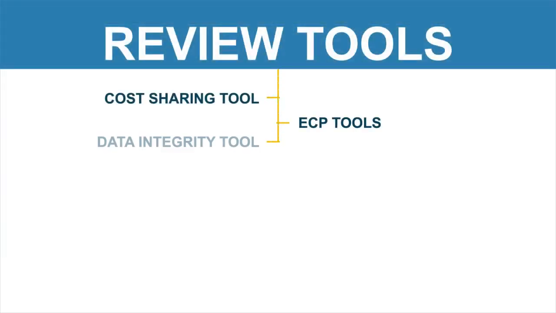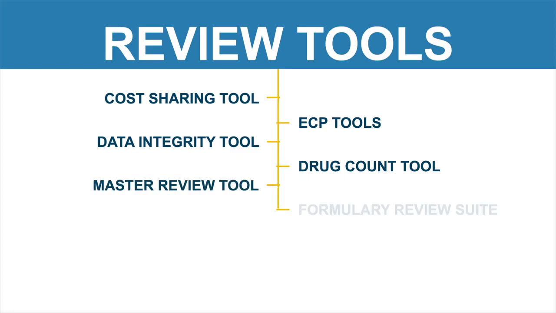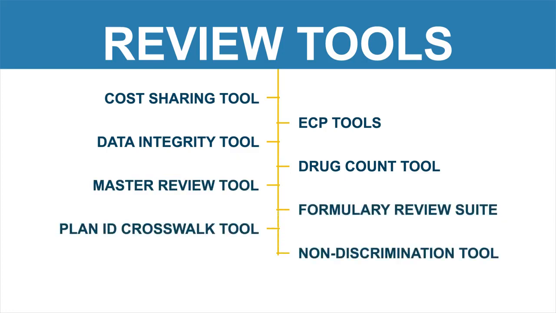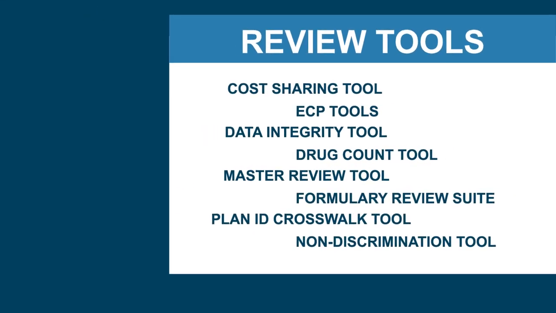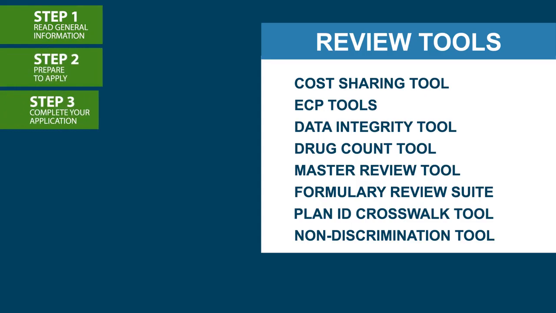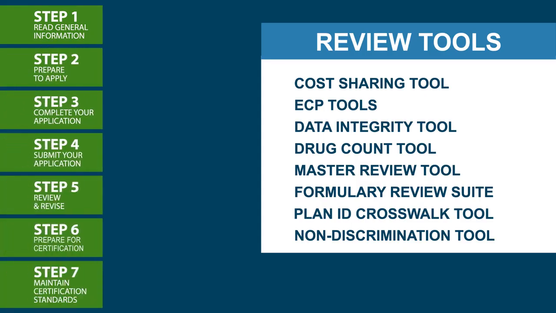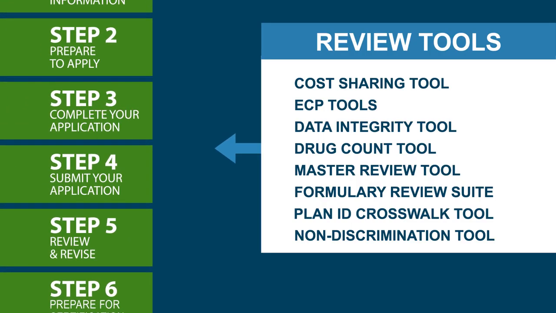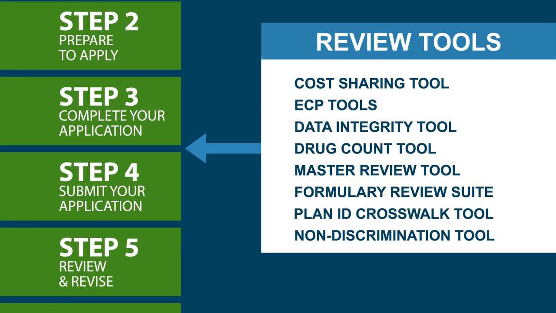Did you know that CMS provides review tools that issuers and states can use to prepare for the QHP application process? These review tools allow you to check for errors within your QHP application that would result in corrections after submission. Issuers are encouraged to use these tools to identify and correct data errors prior to submitting application data in order to reduce the number of required corrections identified during CMS's reviews.